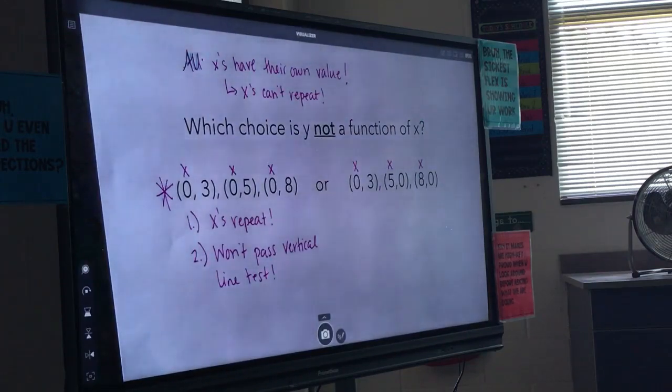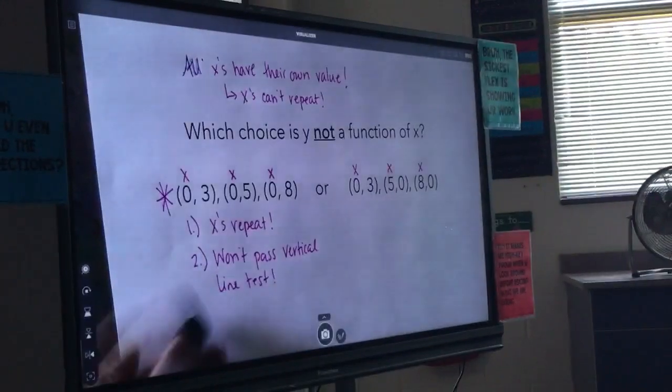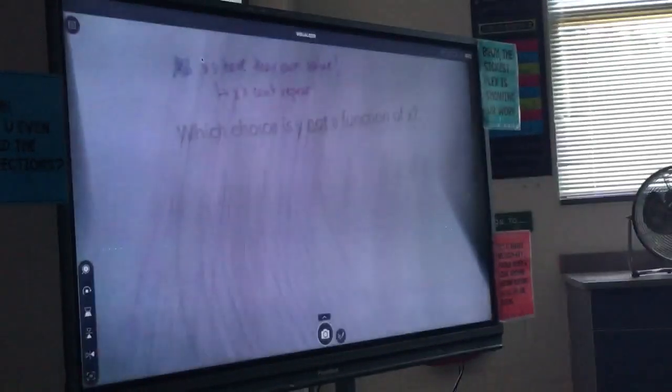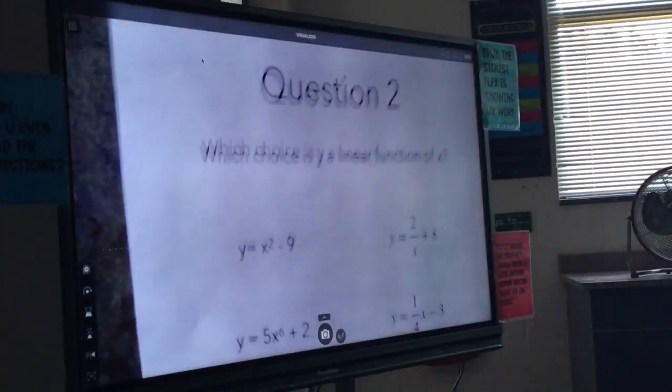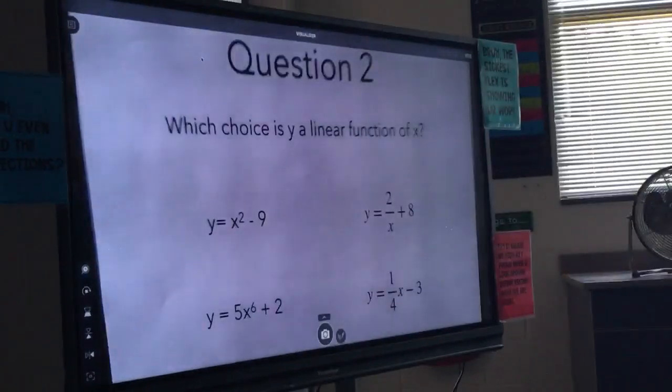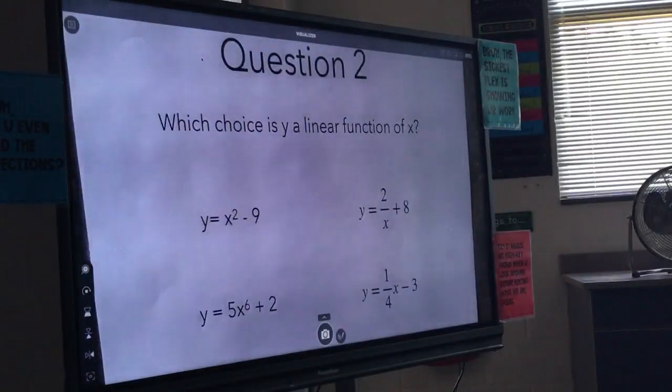All right, thumbs up if you're ready to move on. All right, question number 2, it says, which choice is y a linear function of x?